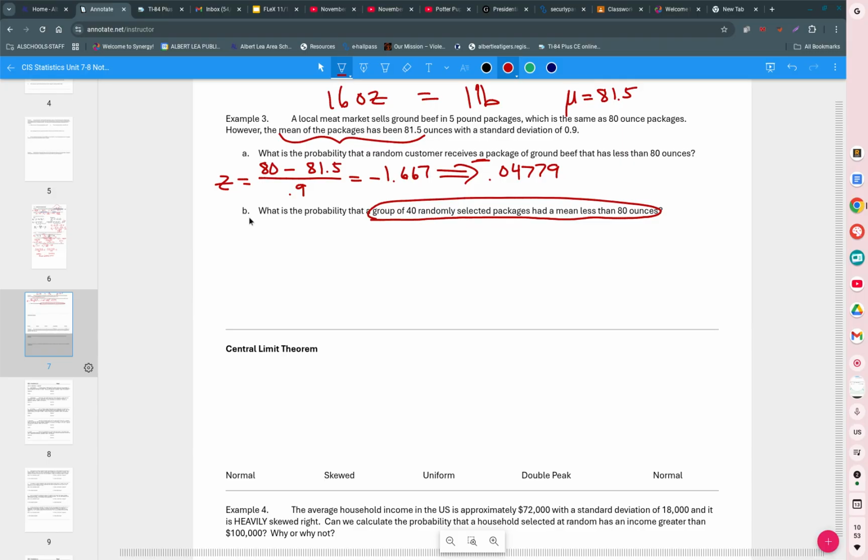So that means there's only about a 4.7% chance that somebody gets less than 80 ounces. So for the most part, they're doing a pretty good job, right? Every once in a while, somebody might get less than 80, but not a lot. This is different. What's the probability that a group of 40 randomly selected packages has a mean less than 80 ounces? Go ahead, try this one on your own.